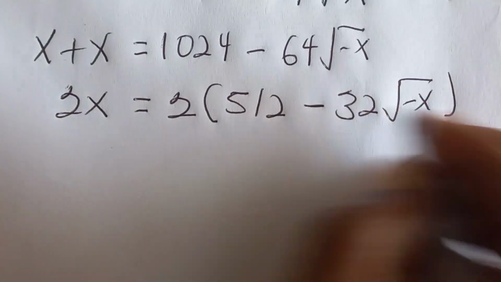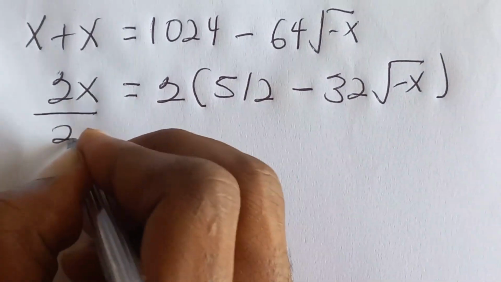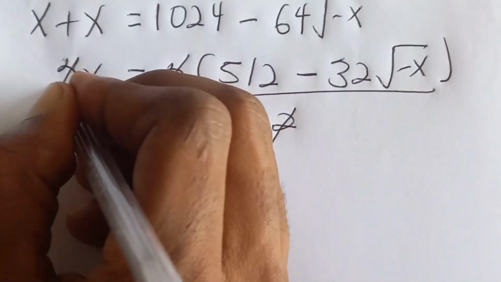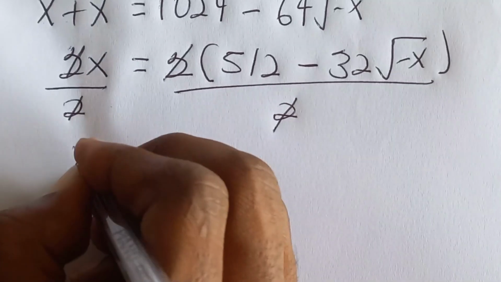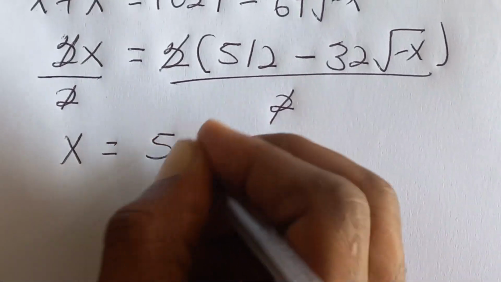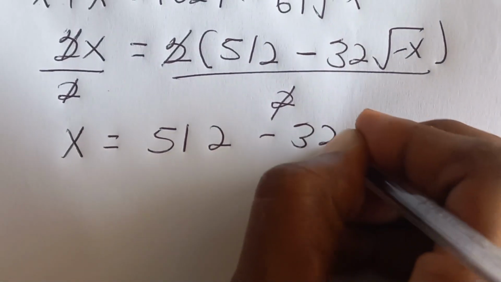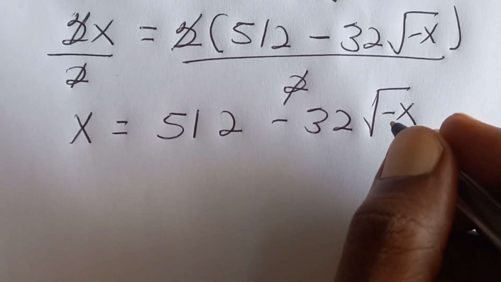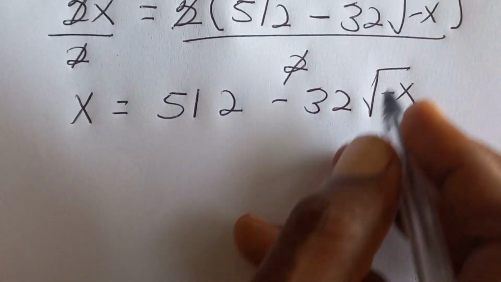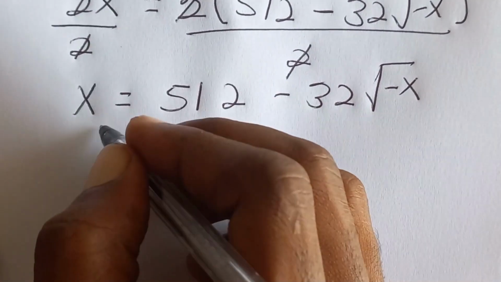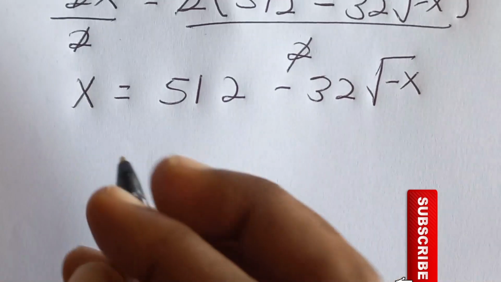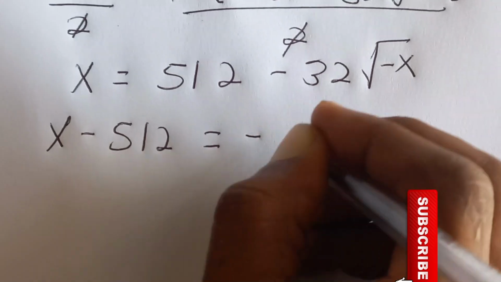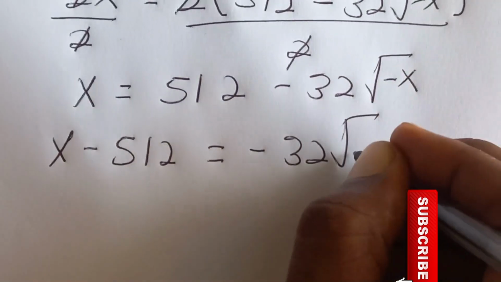Now you can divide both sides by 2. When you divide both sides by 2, you see that this cancels this. So you see that our x is equal to 512 minus 32 root negative x. Now we can send this 512 to the left hand side. We are going to get x minus 512, which is equal to negative 32 root of negative x.